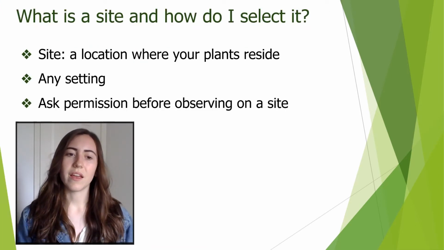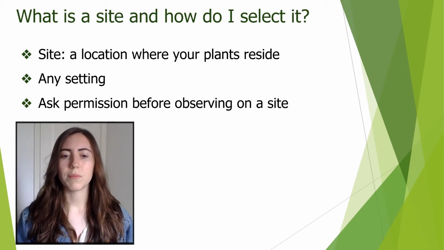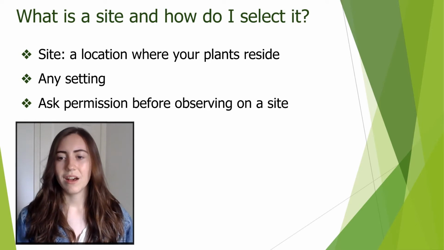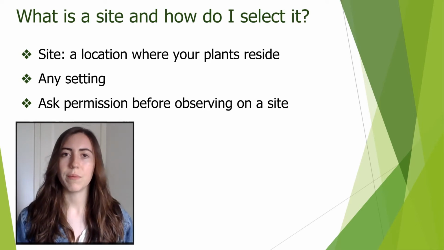So, what is a site, and how do you select it? A site is a location where the plants you are observing reside. You can set up your site in any kind of setting, whether in a rural area, urban, or any place in between. A common site location is your own backyard.